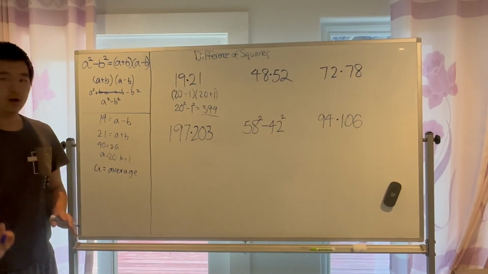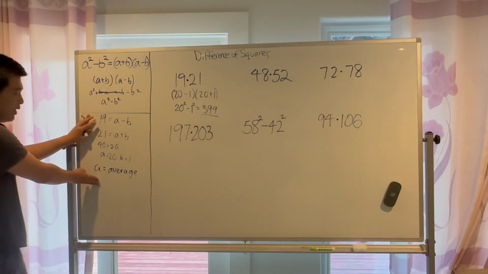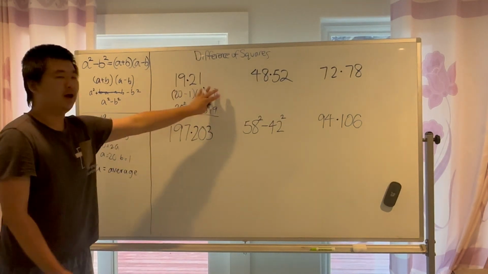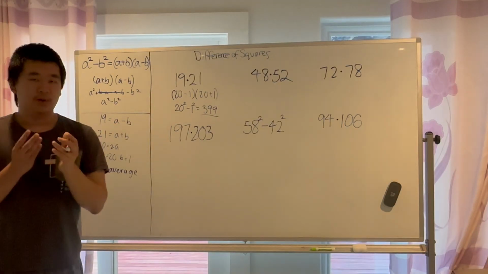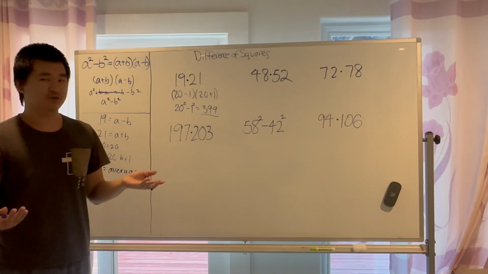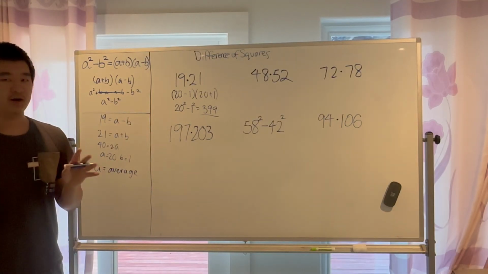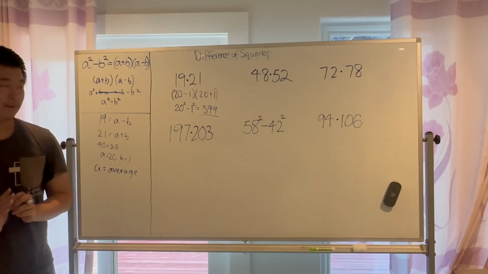And so I did show a lot of work here, but once you start getting in the rhythm of this, this step is very easy. You don't even have to write this down. So when you get used to doing this trick, what you're going to do is look at this and go, okay, that's 20 squared minus 1 squared. And then that is really easy, way easier than trying to FOIL out 19 times 21, right?